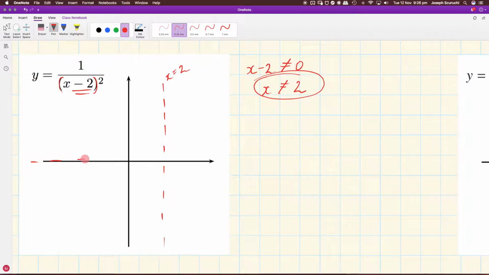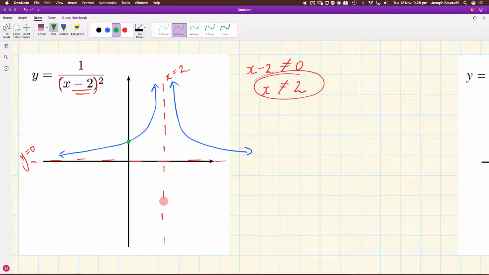I then draw in my y asymptote, which again hasn't changed. I then draw in my line. And we see the fact that I have a y-intercept. So to find my y-int, let x equal 0.